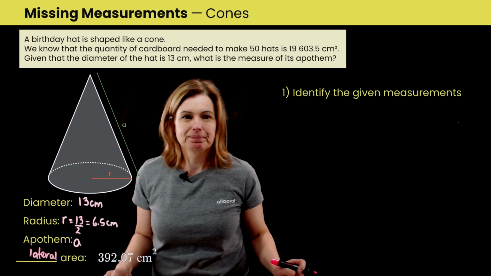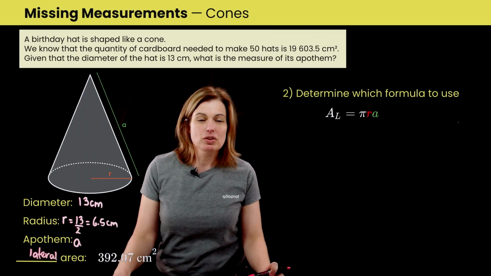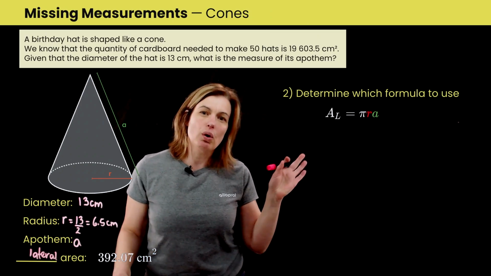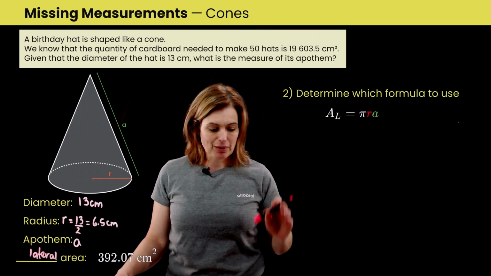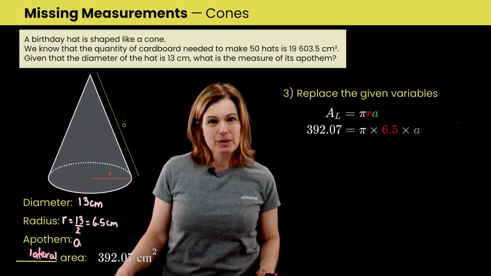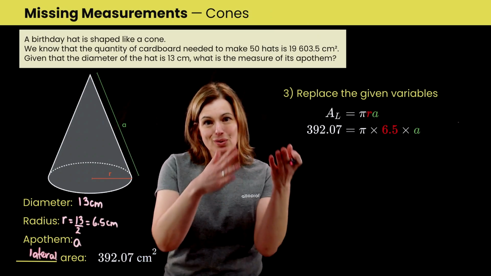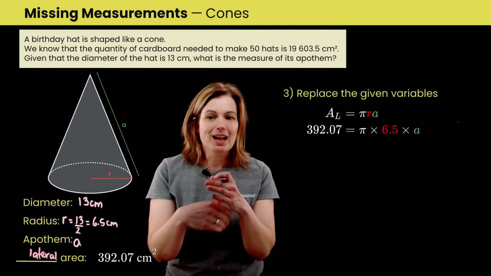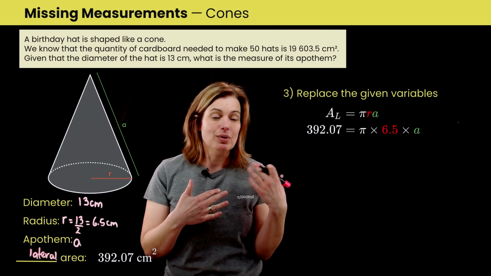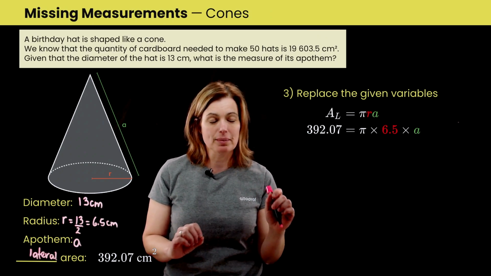Lateral area. All right. So now we have to determine what kind of formula to use. And since we're only looking at the lateral area, we're going to focus on pi times the radius times the apothem. Now remember, we figured out what the lateral area of this cone is because we divided the total area of all of the cones, or all of the hats, by 50, and it got us to the 392.07. So of course, that's what we're going to put in place of the lateral area there.